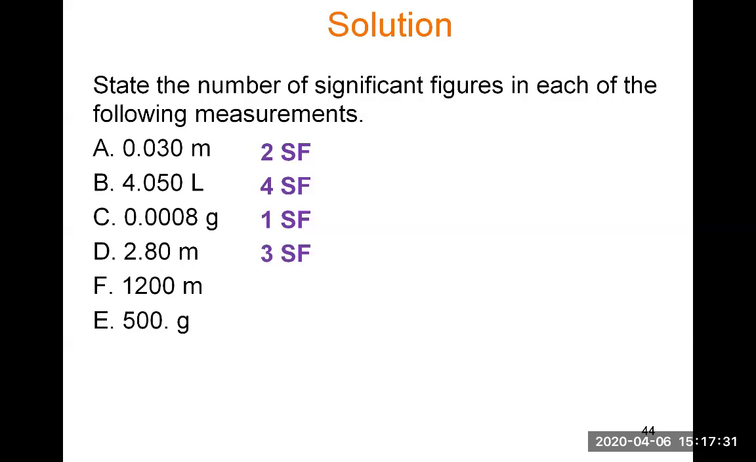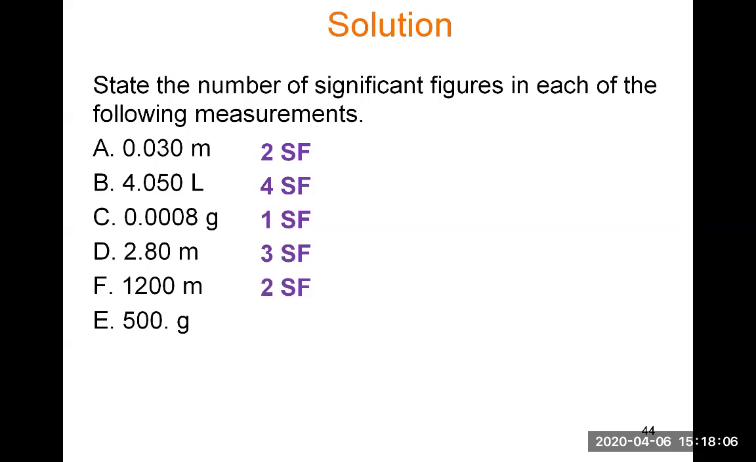1,200 meters. The 1 is significant, the 2 is significant, and then the 2 zeros that come after that are not significant. They're not significant because you do not see the decimal point anywhere. It's not shown, and that's on purpose. So if you do not see the decimal point, those 2 zeros to the right of the 2 are not significant. And so that measurement has only 2 significant figures.